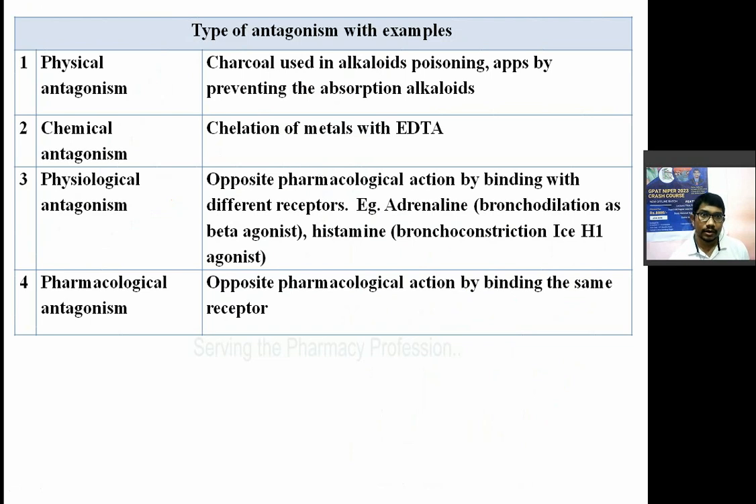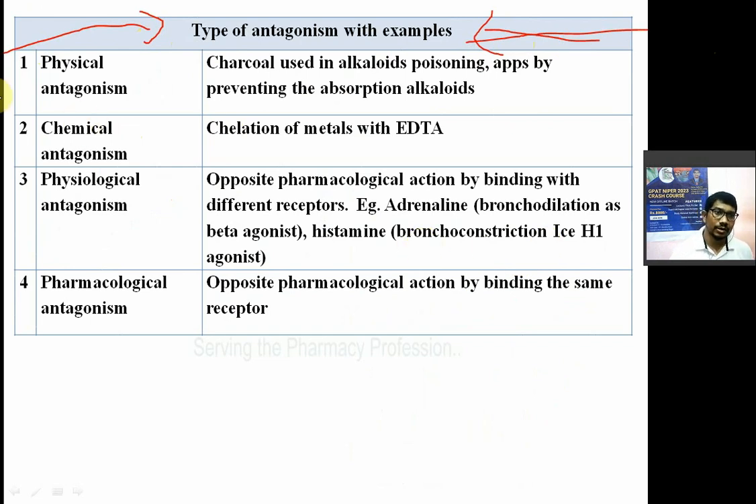Right, now last point is the types of antagonism. Question ऊपर आ चुका है. Antagonism के कितने types थे? With types of antagonism, you know that agonist and antagonist will compete. There are four types of antagonism.